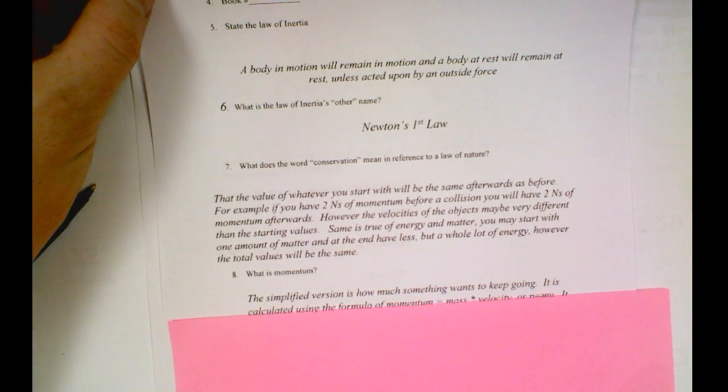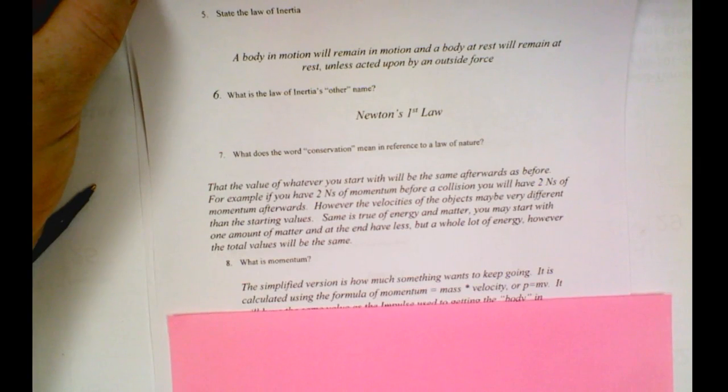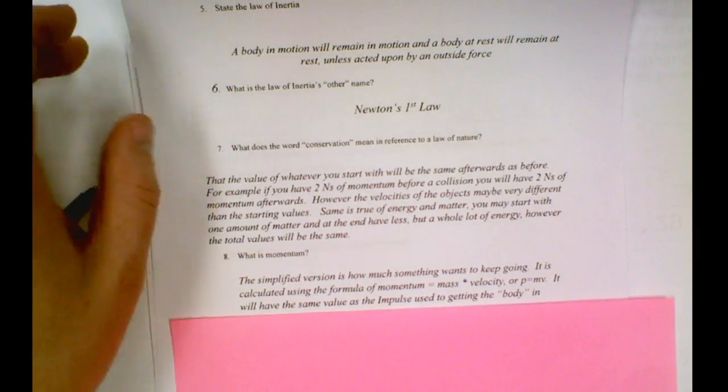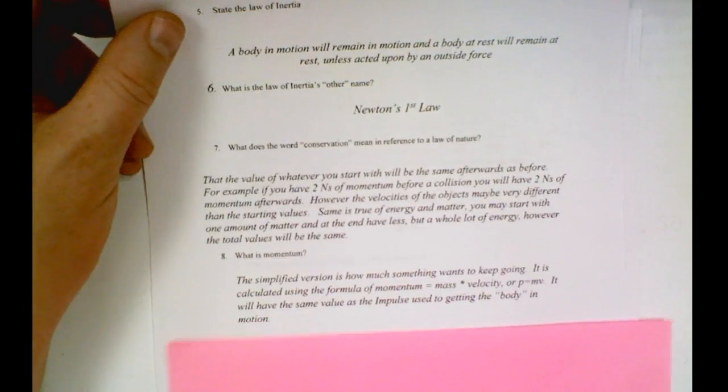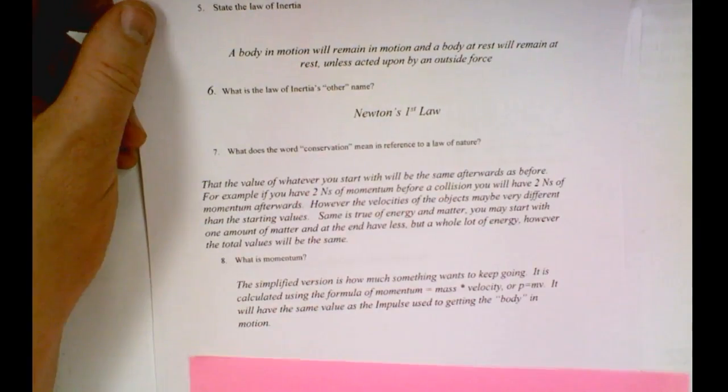What is momentum? The simplified version is how much something wants to keep going. It's calculated using the formula momentum equals mass times velocity, or P equals mv. It will have the same value as the impulse used to get a body in motion. You just needed to have the first part of the test, but this gives you a little bit more.